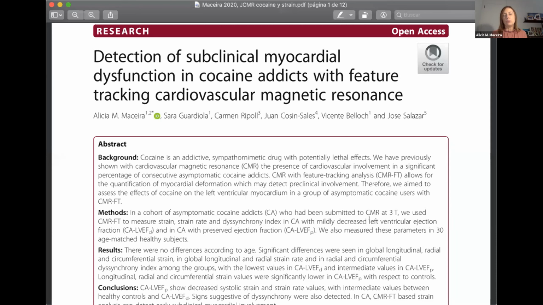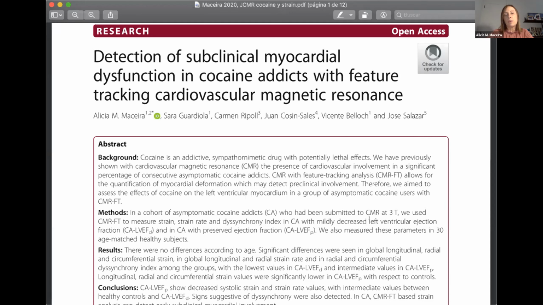Two years later, we got the strain analysis software, so we decided to analyze cocaine addicts with strain analysis. We did this study and included the same 94 subjects. We analyzed left ventricular and right ventricular strain, strain rate and dyssynchrony index in all of them, and in a group of healthy controls.